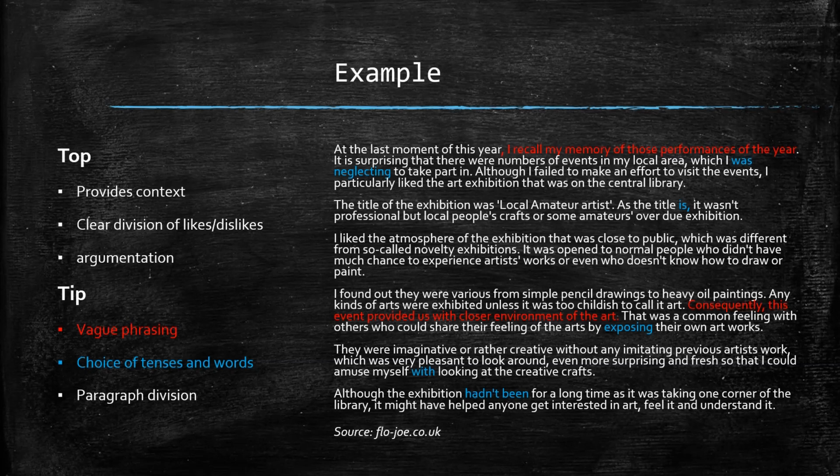Also notice how with the second paragraph it says the title of the exhibition was Local Amateur Artist. As the title is, it wasn't professional, but local people's crafts or some amateurs overdue exhibition. I'm not quite sure what the second part of the paragraph really means, but the word is here specifically is poorly chosen. I think the word she's trying to go for is suggests, or maybe implies, but the word is would have probably not been the best choice.